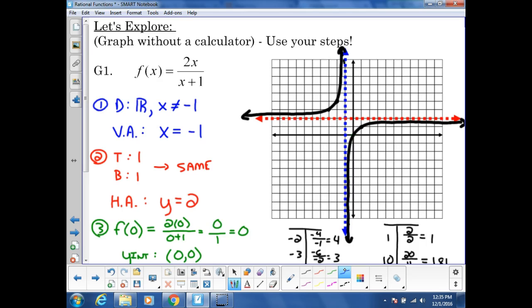Now, here's the cool thing. So we graphed our function, right? We can get our end behavior, we can get our asymptotal behavior right off this graph. What this is saying is that as x goes to -infinity, my function is going to 2 from above.